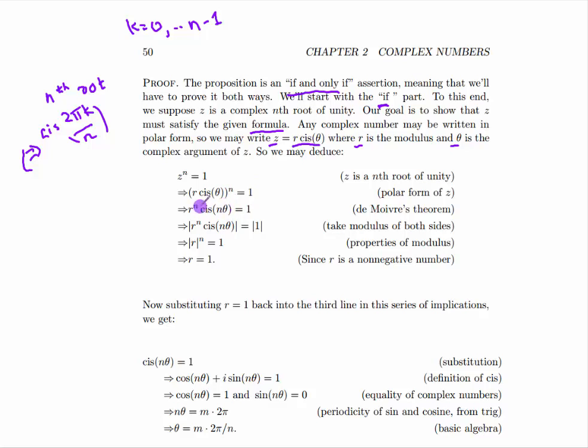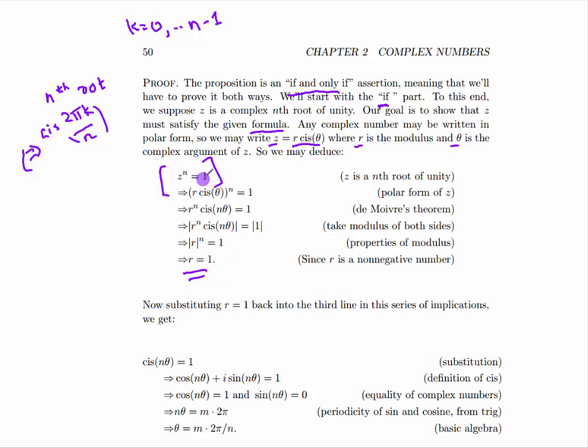Now notice if we take the modulus of both sides and simplify, you actually can work this down to r equals 1. So the fact that z is an nth root of 1 means that its modulus must be 1. That's a definite implication. So we have r equals 1 as a result of this hypothesis that z is an nth root of 1.